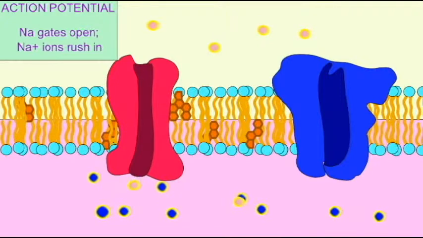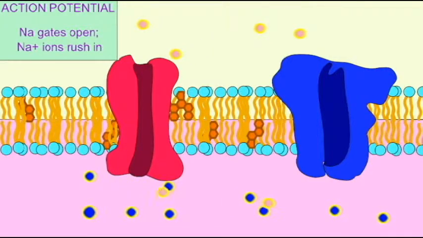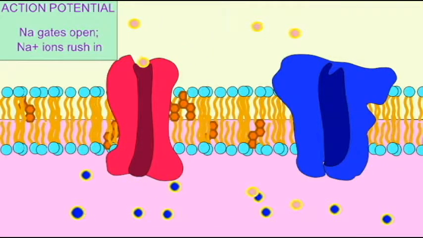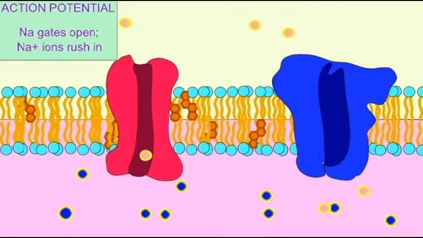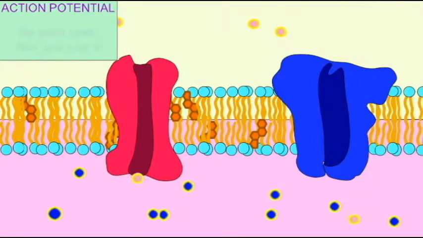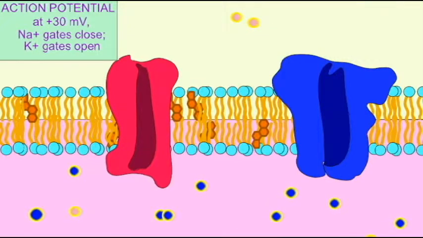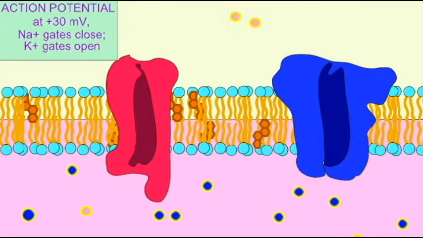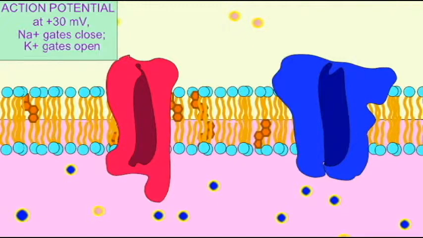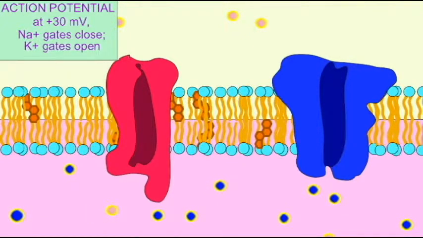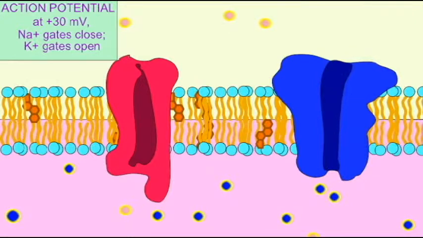Sodium now has the opportunity to rush from its area of high concentration to an area of lower concentration. So sodium rushes into the cell, and as positive ions rush into the cell, the membrane potential increases to 30 millivolts. At this time, the sodium gates close, and the potassium gates then open.